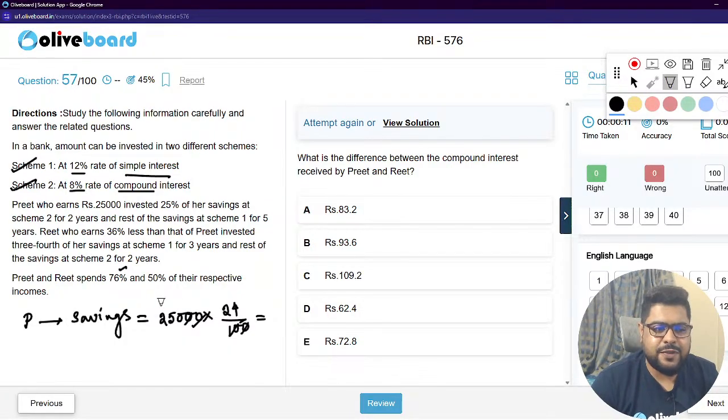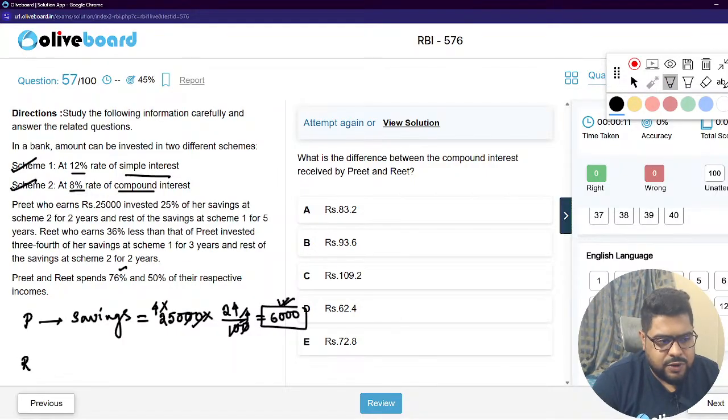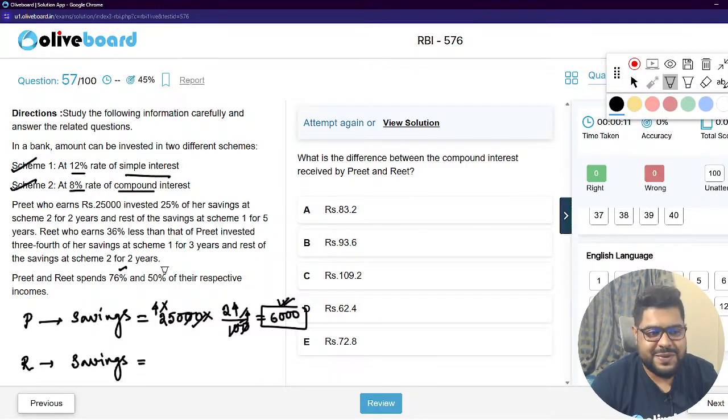So 24% into 250. Do one thing, into 4 by 4. 250 into 4 is 1000. This is 6. So 6,000. This is the savings. Acha. And what about Reet? What will be his or her savings? Because it's a very gender neutral term.